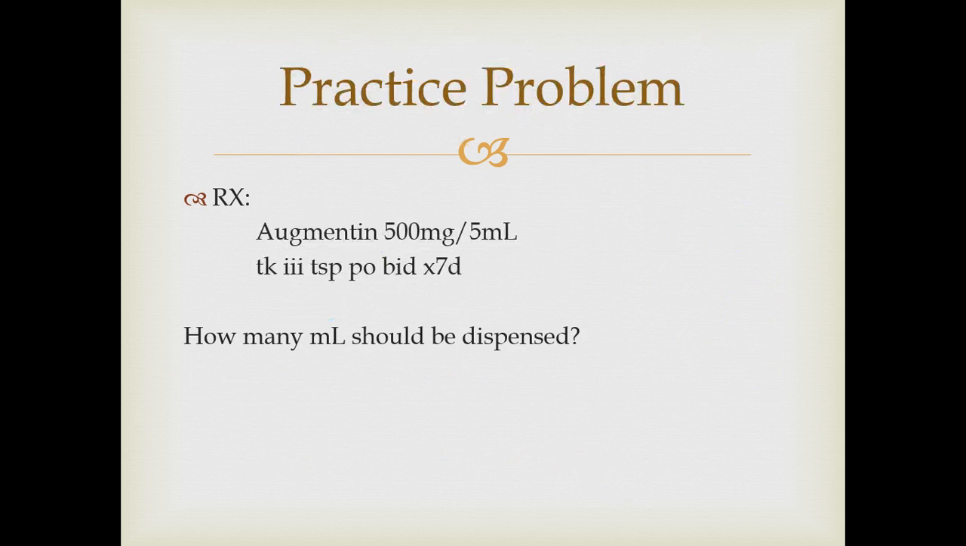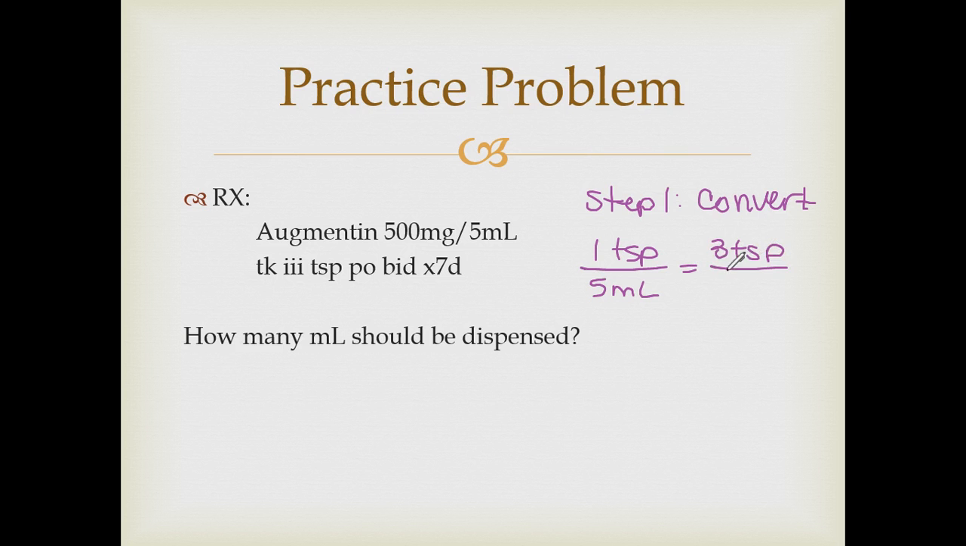Let's take a look at that one more time. So I have for this prescription Augmentin 500 milligrams per 5 mL. I'm going to take 3 teaspoons by mouth twice a day for 7 days. So step 1, I'm going to go ahead and convert. Now I know that 1 teaspoon is equal to 5 mLs, which means 3 teaspoons is the same as X mL. I'm going to go ahead and cross multiply, and I get X is equal to 15 mLs. So that 15 mLs is now my dose.